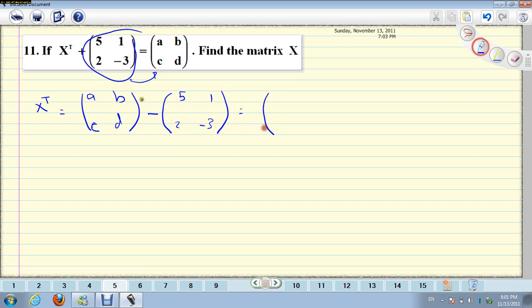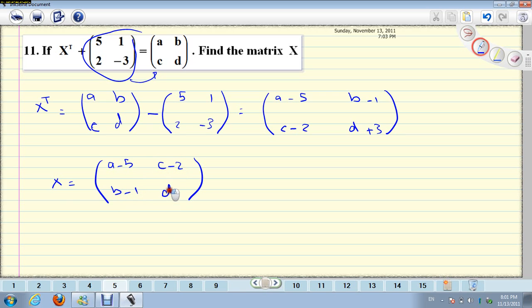Okay, the answer here: A minus 5, I'm going to write A minus 5, and B minus 1, and C minus 2, and D plus 3. This is X transpose. Now I'm going to get X. Okay, we have this row, I'm going to write it as a column: A minus 5, and here B minus 1, C minus 2, and here D plus 3. This is matrix X. Okay.